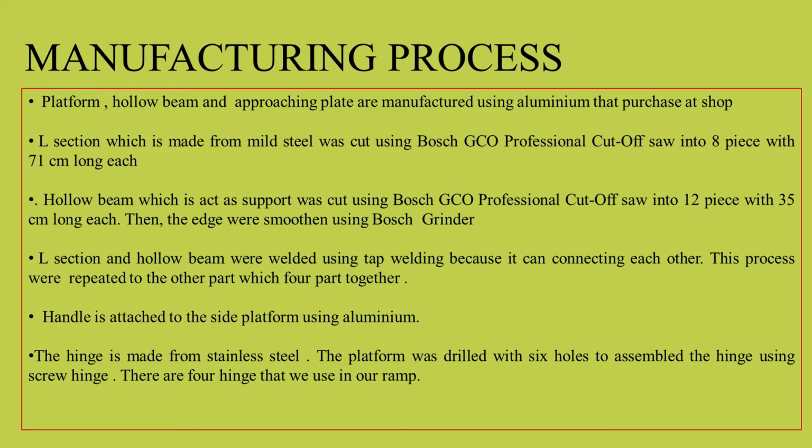Then the edge was smoothened using a Bosch grinder. The L section and hollow beam were welded using tack welding so they connect to each other. This process was repeated for the other parts, which are four parts together. Then the handle is attached to the side of the platform using aluminium, and the hinge is made from stainless steel. The platform was drilled with six holes to assemble the hinge using screws. There are 4 hinges that we use in our ramp.